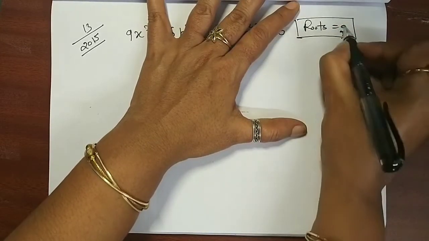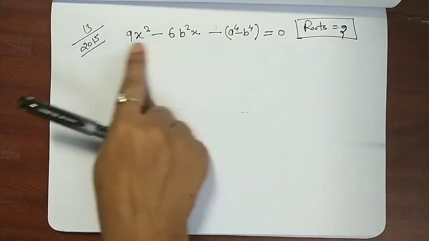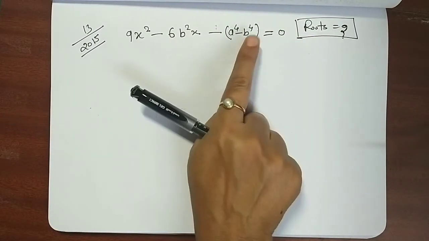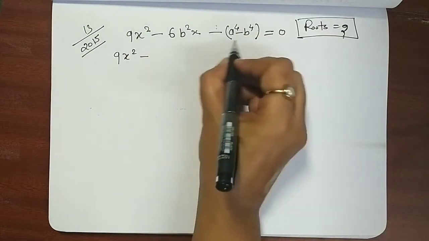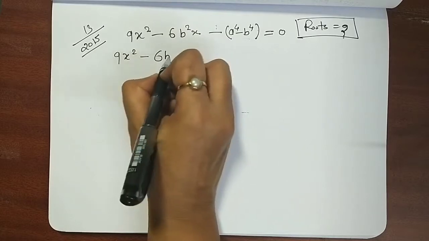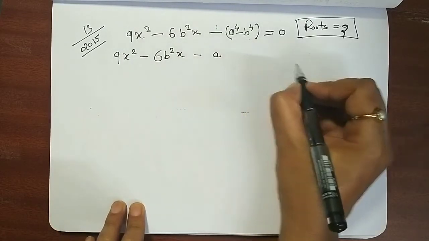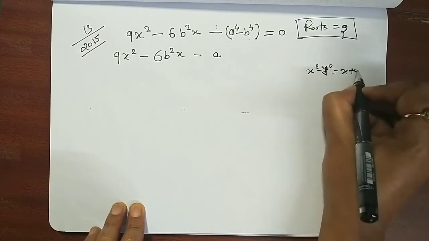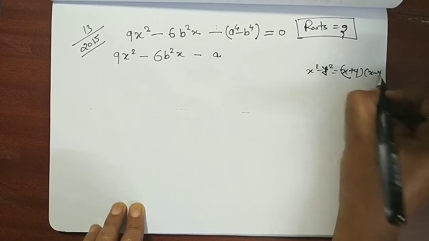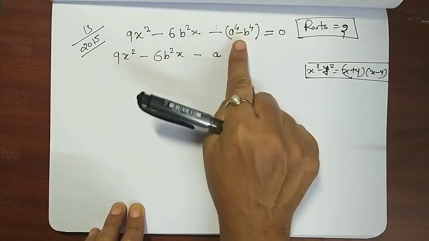This is the question. For roots, the only method we know is factorization. So what can we do? Let me see if I can factorize it a little bit. Do you remember that x square minus y square can be written as x plus y and x minus y? Do you remember that? Right? So I will write it here.